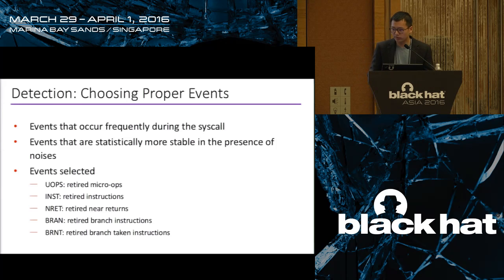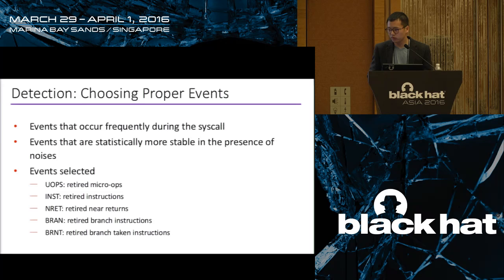Okay, so the events that we selected in this talk are 5 events. First one is retired micro-ops. Micro-op basically means that when you execute a processor instruction, if it is a complex instruction set, you decode it into simpler instructions. And the number of retired micro-ops is the number of simpler instructions that get finished in the processor. Okay? And number of retired instructions basically means the number of complex instructions that are finished.